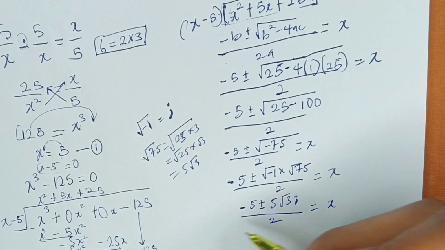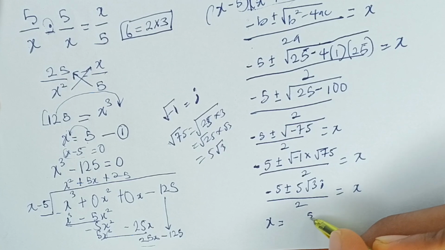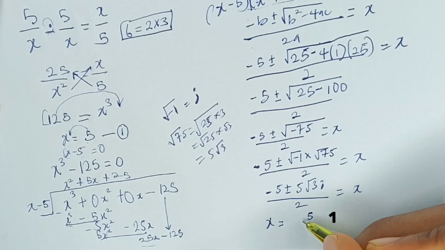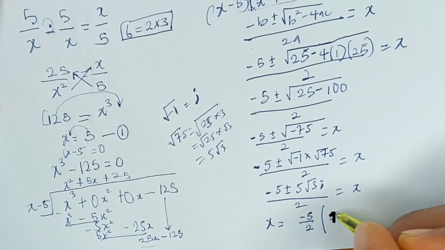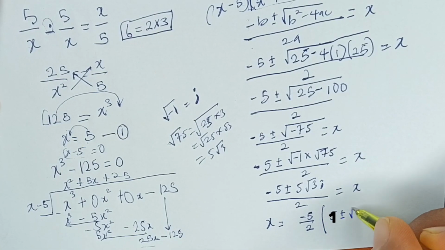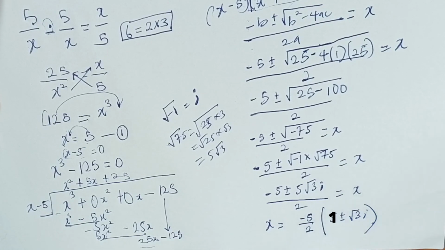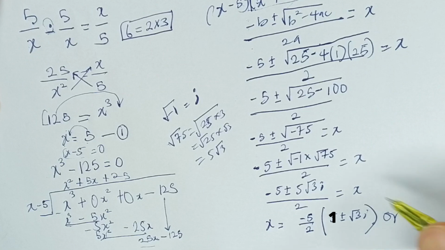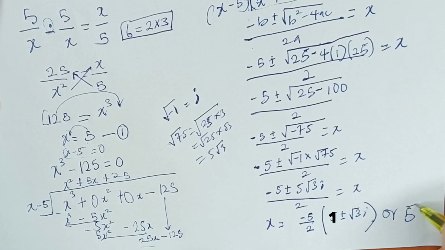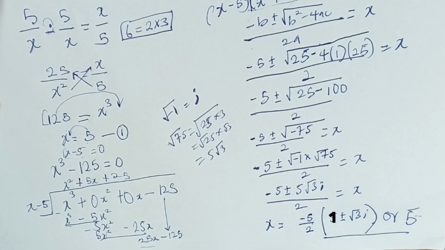Hence, you can see that if you factor out, you're going to have that x is equal to minus 5 over 2, into 5 plus or minus root 3i, just like this. And then we also have the second x, which is the first one you got, which is 5. So it's either that x is this plus this, or this minus this, or that x is 5.